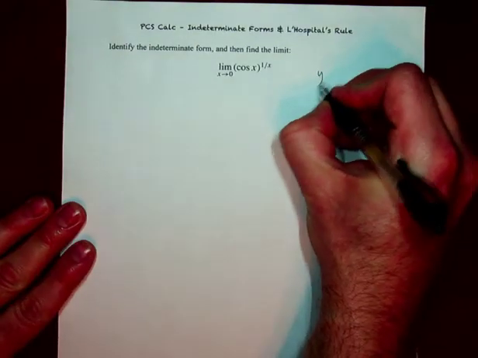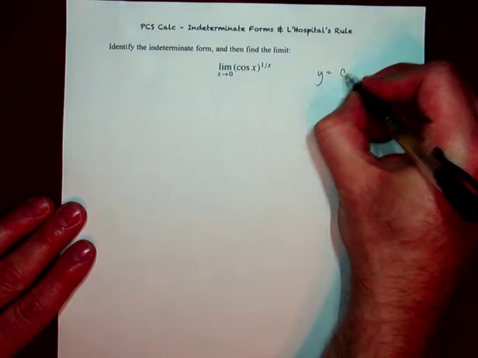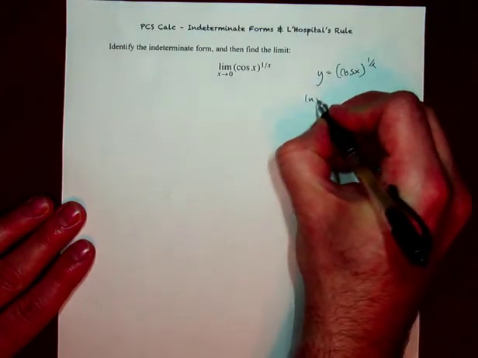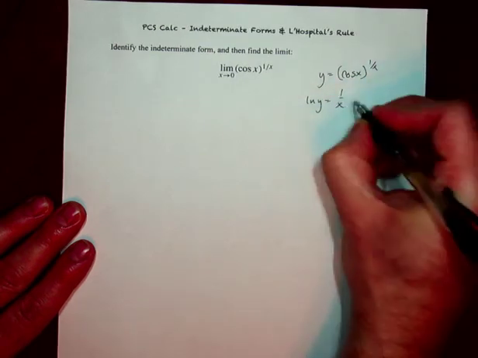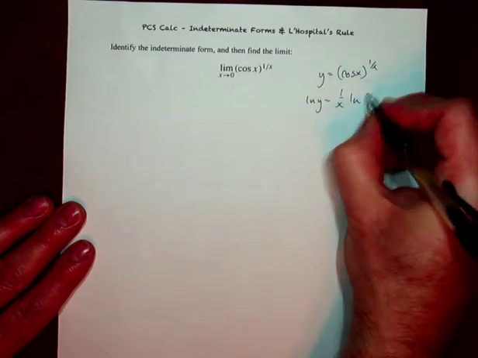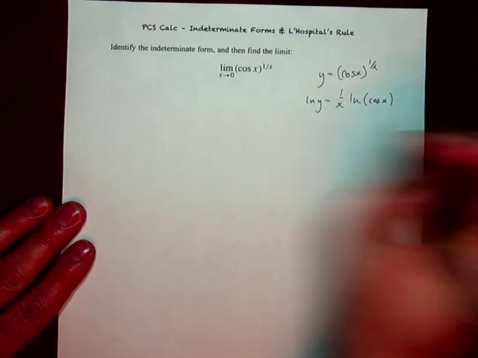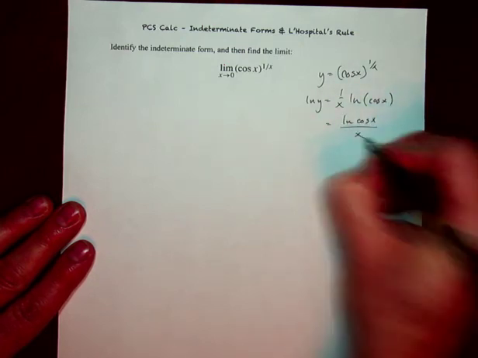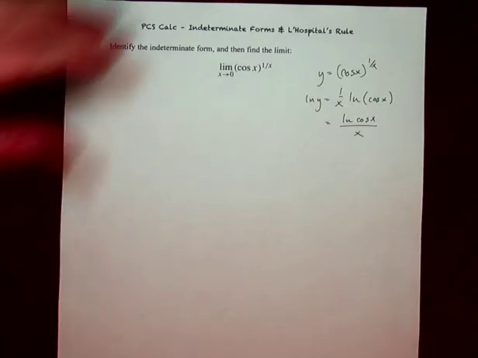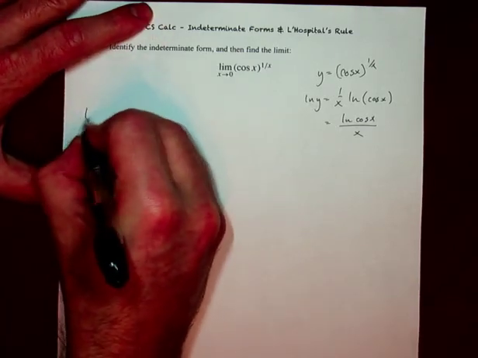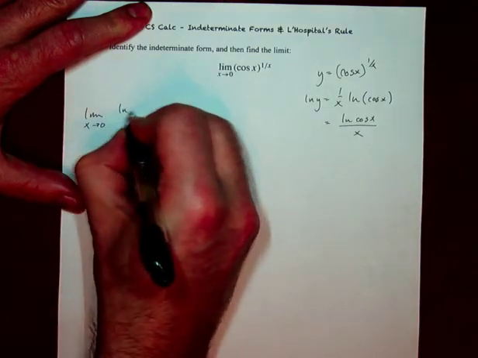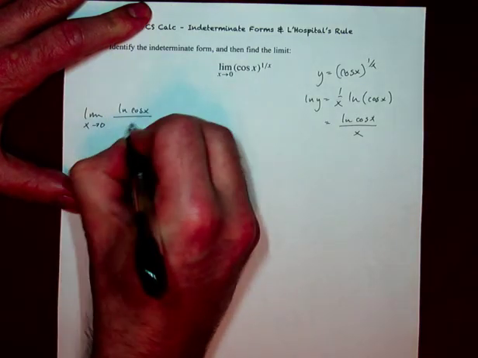But let's go ahead and do y is equal to cosine x to the 1 over x. Again, bring down that exponent when we take the natural log of both sides, and of course that's the natural log of cosine x over x. It already is a ratio, yay us. So we have the limit as x approaches 0 of natural log cosine x over x.